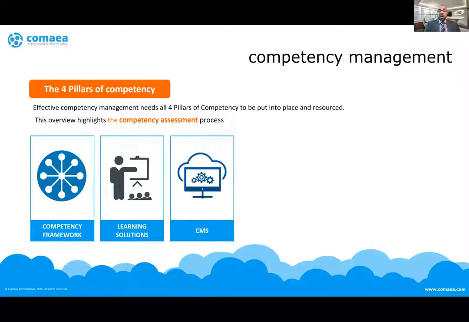Then we have a competency management system. For example, there's a huge amount of data and we need a tool. By the way, I'm referring to Comia. You can see this is one of the tools available in the market. For example, you can do your assessment based on that. Comia is a Swedish company and it is abbreviated as Competency Made Easy.